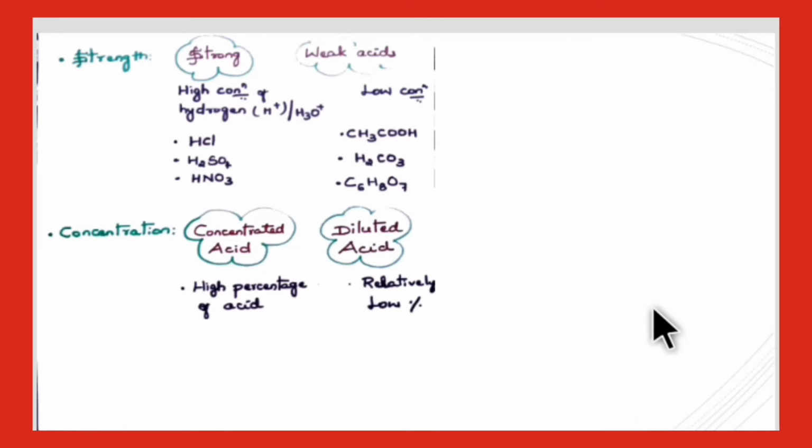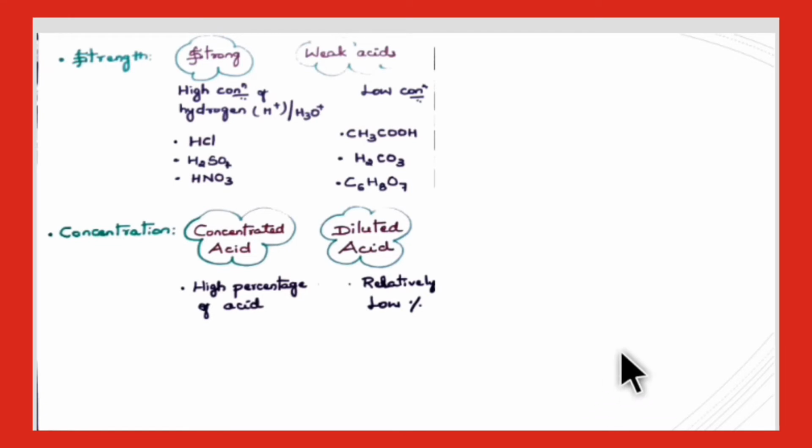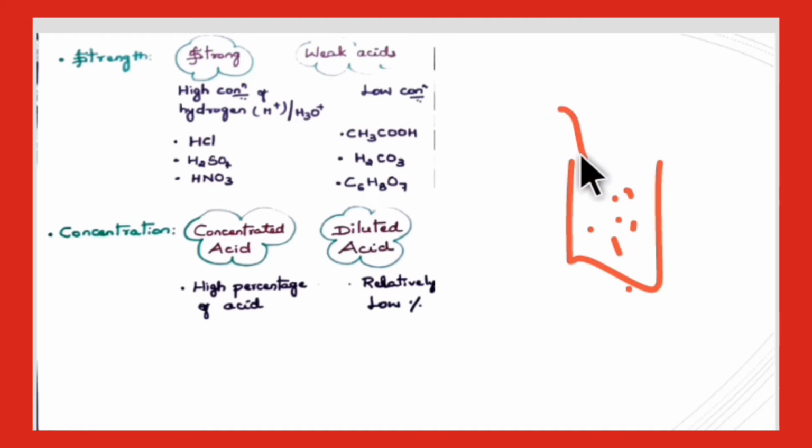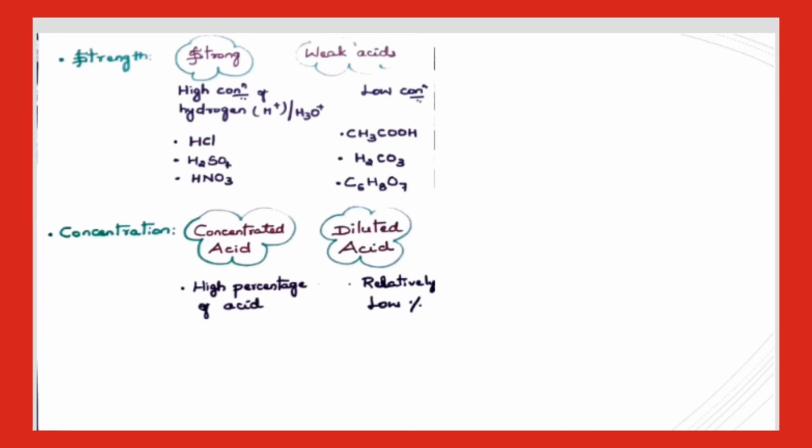Never add water to the acid. You should not take acid and add water. This you should not do. Instead, for diluting the acid, pour the amount of acid you have taken into water. First you have to take water, then add the acid little by little, and constantly stir it so that the heat liberated is absorbed by the water, and then you will get the diluted acid. This is the proper procedure.